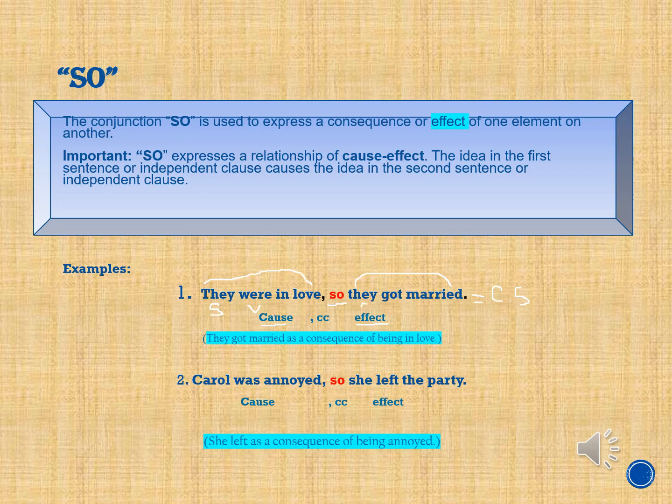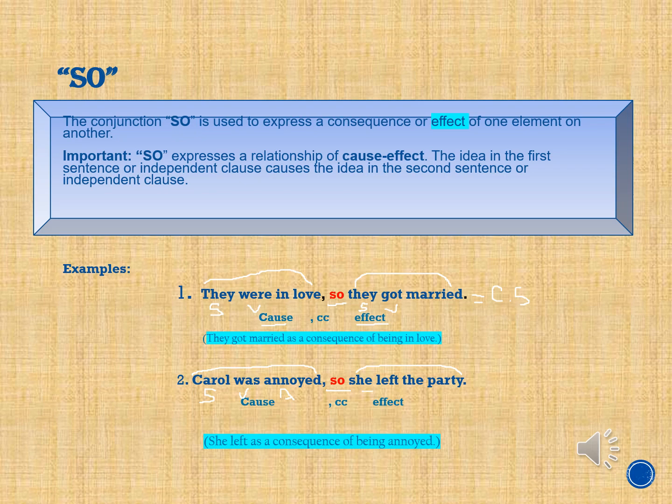Number two, Carol was annoyed, comma, so she left the party. Carol wasn't feeling very well. She was kind of uncomfortable in that party. Okay, that's the situation about how she was feeling at the moment in the party. So Carol is my subject, was is my verb, annoyed is my what? Annoyed is my adjective, okay? So my complement. So Carol was annoyed, independent clause, comma, so my coordinating conjunction.